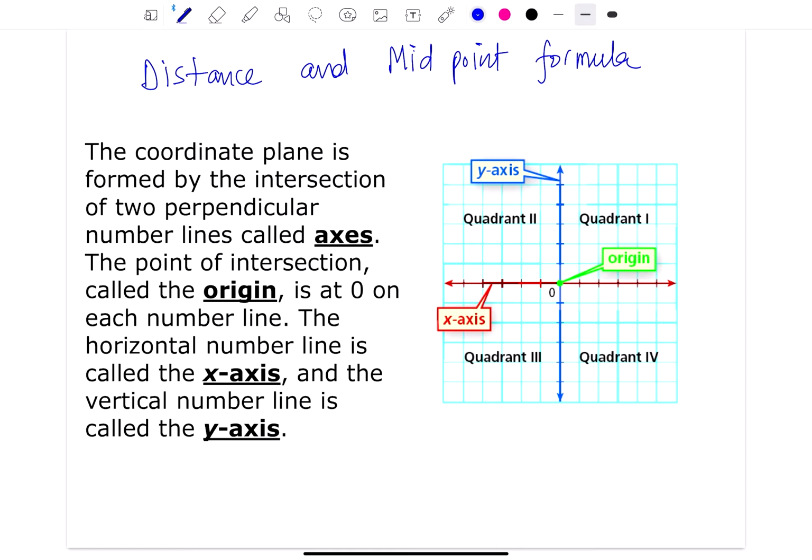Topic of this video is distance and midpoint formula. The coordinate plane is formed by the intersection of two perpendicular lines, the x-axis and y-axis. Positive x coordinates are on the right hand side, negative x coordinates on the left hand side. Positive y coordinates are on the upper y-axis, negative y coordinates are on the lower y-axis. There's quadrant 1, quadrant 2, quadrant 3, and quadrant 4.